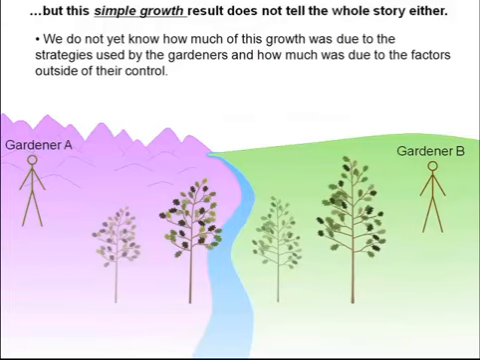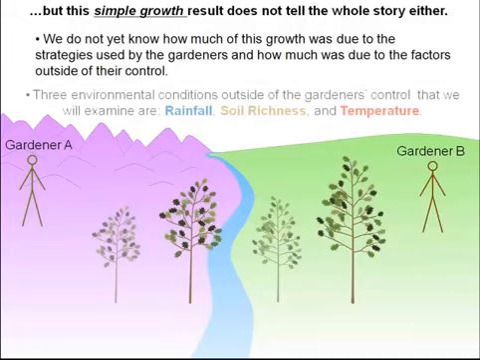We do not know how much of this growth was due to the strategies used by the gardeners themselves. This is an apples to oranges comparison. What might be some environmental factors that are out of the gardener's control? For this example, we will look at rainfall, temperature, and soil richness.